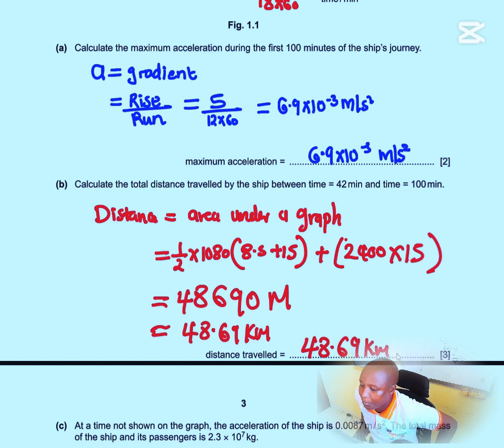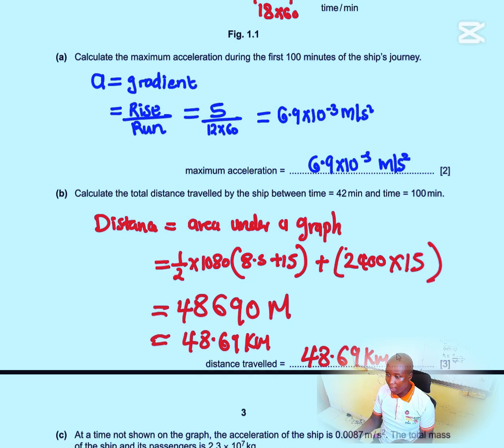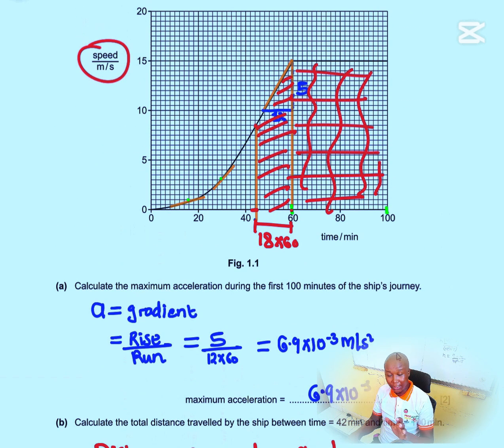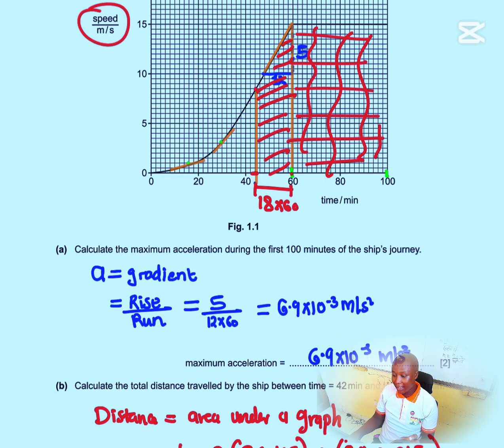So the takeaway from this particular tutorial is that when you are working out acceleration from a speed time graph, you work out the gradient. And when you are working out the distance covered by the object in a given section of a graph, you work out the area under the graph.